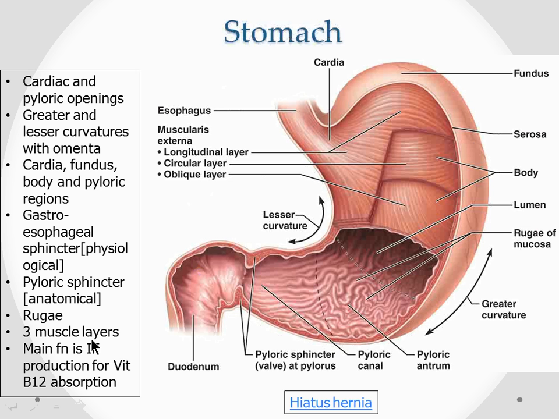And the main function of the stomach is actually not digestion of protein. There are many cells in the stomach, but the main function is production of something known as intrinsic factor, which is needed for vitamin B12 absorption. And B12, why is that important? B12 is needed for maturation of red blood cells. Now I mentioned that hiatus hernia, so let's look at hiatus hernia here.